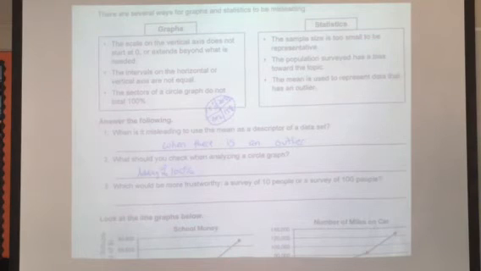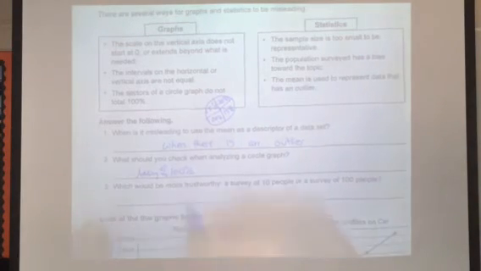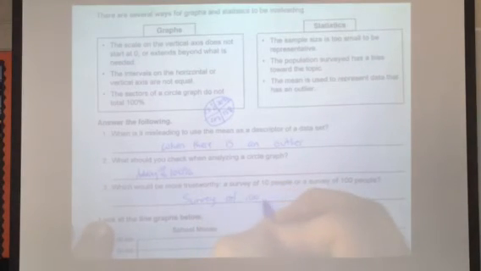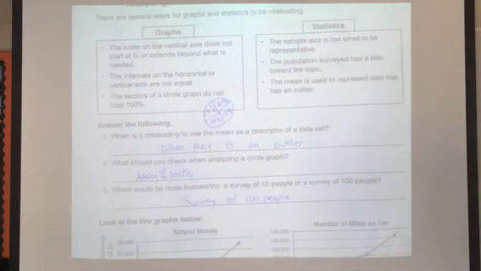And then finally, which would be more trustworthy, a survey of 10 people or a survey of 100 people? What would be more trustworthy? Hopefully a survey of 100 people, where we talked about sample size is too small. 10 people is way too small.